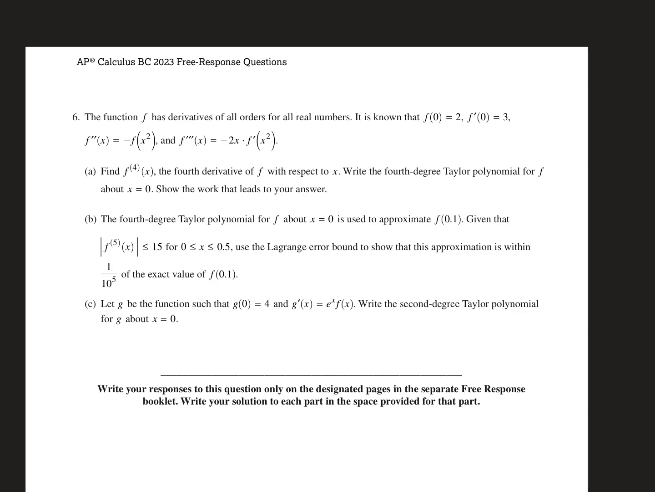All right, this is the 2023 BC exam number 6. So this is the Taylor series problem. We're given a function f that has derivatives of all orders for all real numbers. We have a value for the function, the first derivative, the second derivative, and an equation for the third derivative. They want us to find the fourth derivative, then write the fourth degree Taylor polynomial centered at 0.